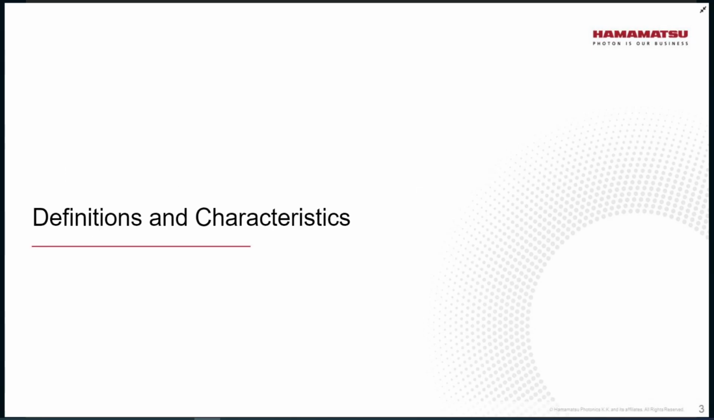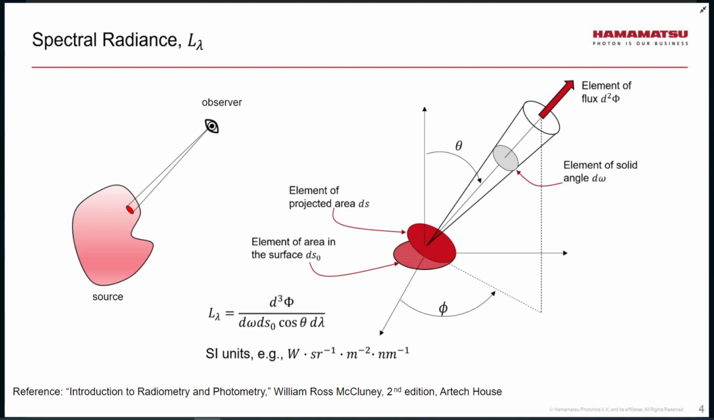So let's begin with definitions and characteristics. Probably the most fundamental one is radiance. Suppose I have a source shown on the left. This source can be polychromatic, which means it may emit light with different wavelengths.